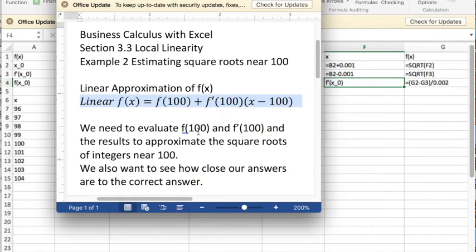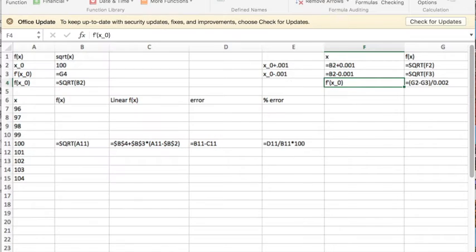For doing square roots, 100 will be a nice number to evaluate both the number and the square root, and we'll use this to approximate square roots of integers near 100. We'd like to see how close our answers are to the correct answer. Our basic setup is, the function f is the square root of x, our x0 is 100, and f prime we're computing numerically.